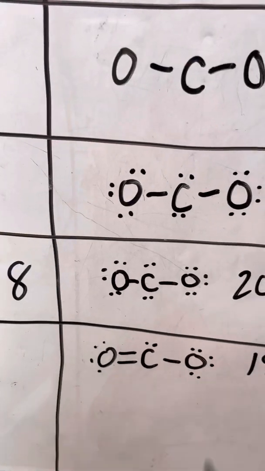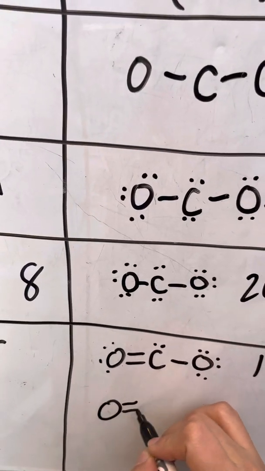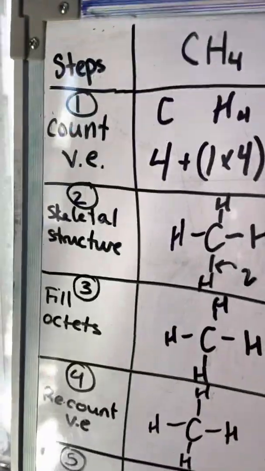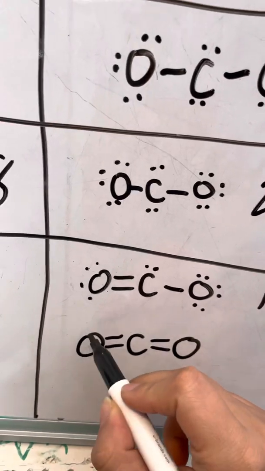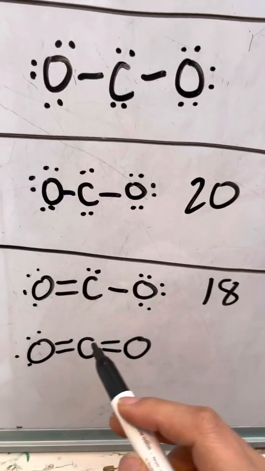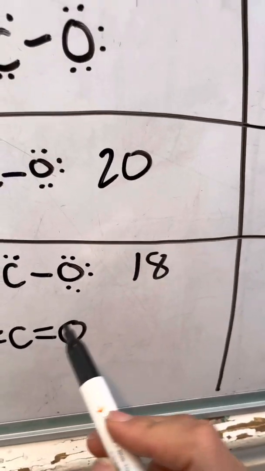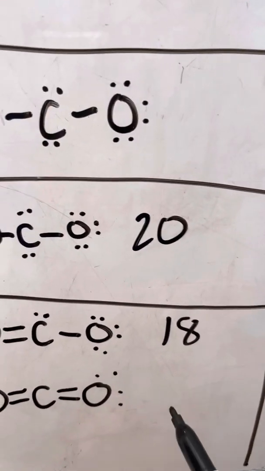So let's add another double bond. So now we have a new skeletal structure, which is step 2. Let's go to step 3, fill the octets. 2, 4, 6, 8. 2, 4, 6, 8. That carbon's all set. Oxygen, 2, 4, 6, 8.